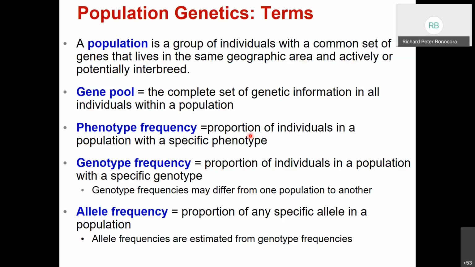The gene pool is just the complete set of genetic information in all the individuals within a population. Phenotypic frequency is the proportion of individuals that have a phenotype, so something you can observe, and the genotypic frequency is the proportion of individuals in the population that have a genotype that gives that phenotype. Because we know that certain phenotypes can have more than one genotype. Classic case of dominant and recessive alleles, you can be homozygous for the dominant allele or heterozygous for dominant and recessive allele, but still have the dominant phenotype. So these genotype and phenotypic frequencies, of course, are different. And then we'll start talking about allele frequency, and that's the proportion of any specific allele in a population. So how much does an allele exist in a population?